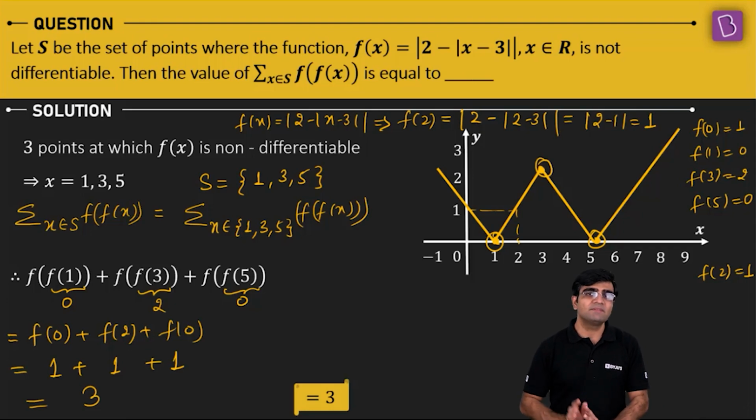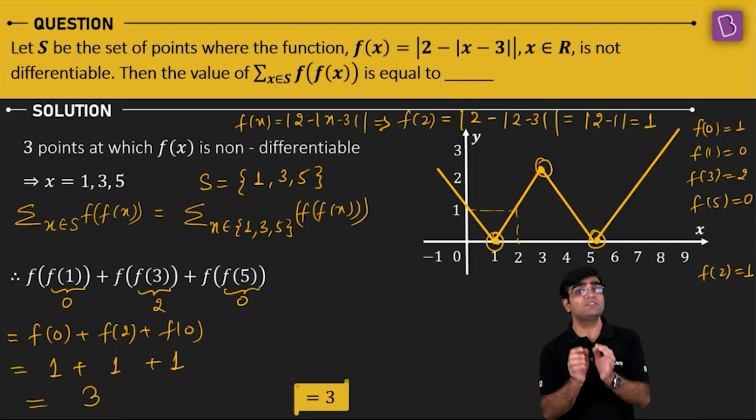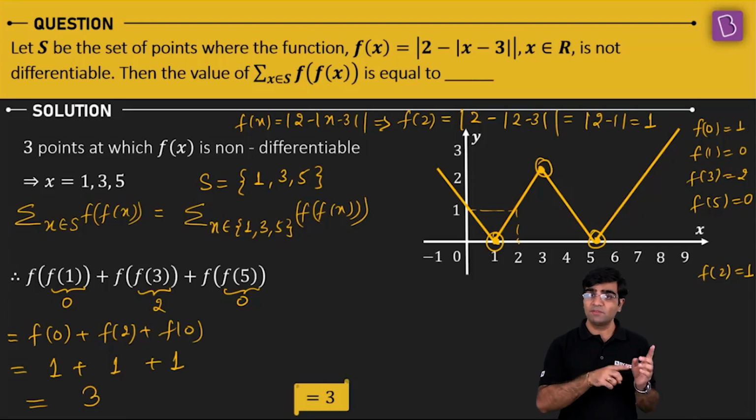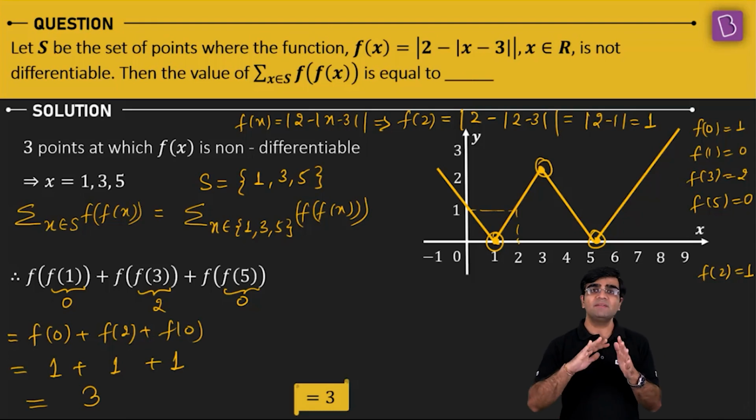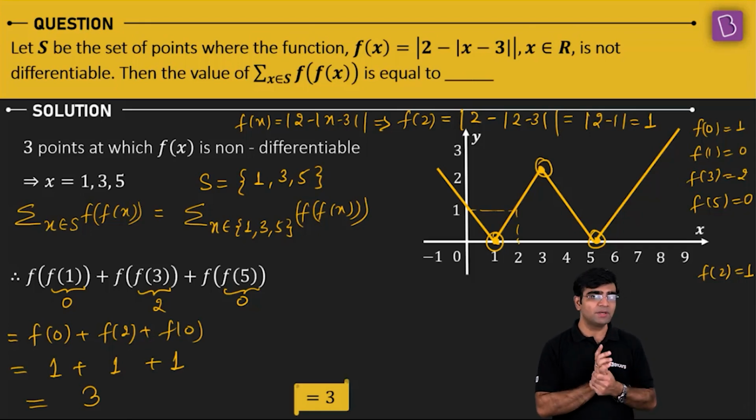The question is really interesting. First of all, you have to understand how we are plotting the graph of mod of 2 minus mod of x minus 3. For that, we have used the transformation path, which was mod x, then mod of x minus 3, then mod of x minus 3 minus 2. We pulled the graph by 2 units down. Then we applied the mod on the entire graph. That is, the negative portion of the graph has been reflected with respect to the x-axis as a mirror.